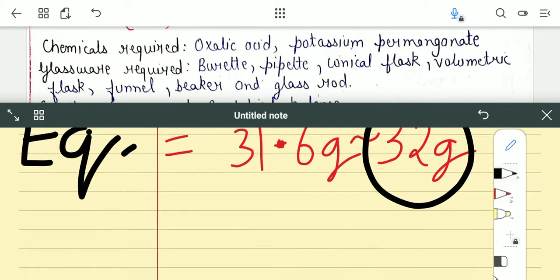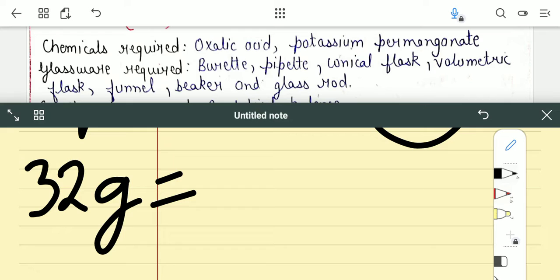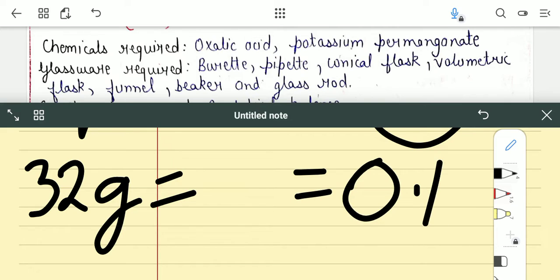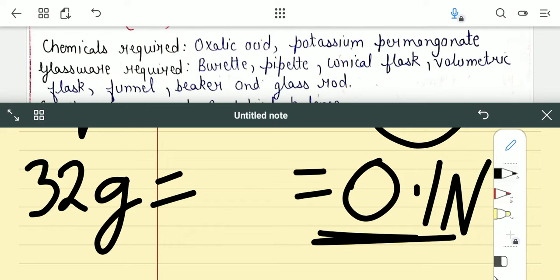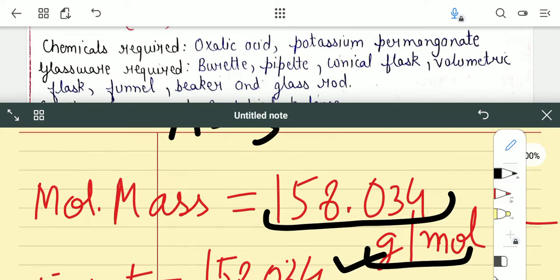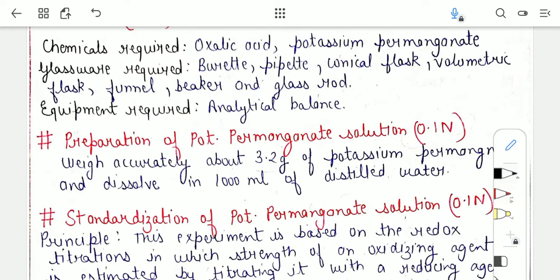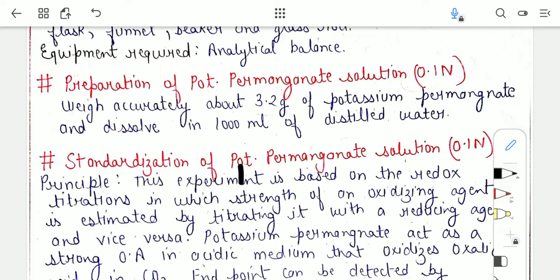This means that when we dissolve 3.2 grams of potassium permanganate in 1000 ml of solution, the solution which we will get will have strength 0.1 normal. Okay, so this is how we have prepared our 0.1 normal solution of potassium permanganate. This equation is very important to write down over here, this one. Okay, now let us begin with the next part, which is the standardization of potassium permanganate.